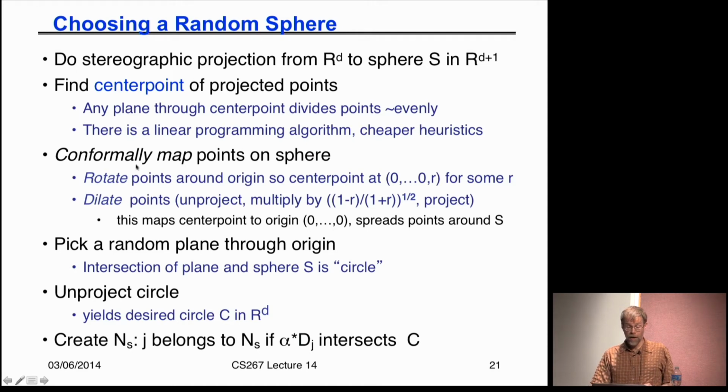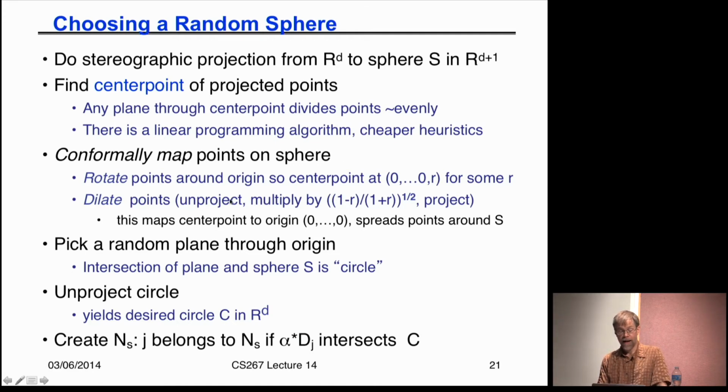Okay? So now, how do I get the points onto the sphere so that it's easy to find this center point? What I'm going to do, and I'll draw pictures in a second, is rotate the points around the origin. They're all sitting on the sphere, and the center point is somewhere in the middle. So I'm going to rotate them, and I'll show you a picture in a second, so that the center point is right above the origin, a distance r above the origin. Then it turns out I want the center point to be at the origin, not just above the origin.